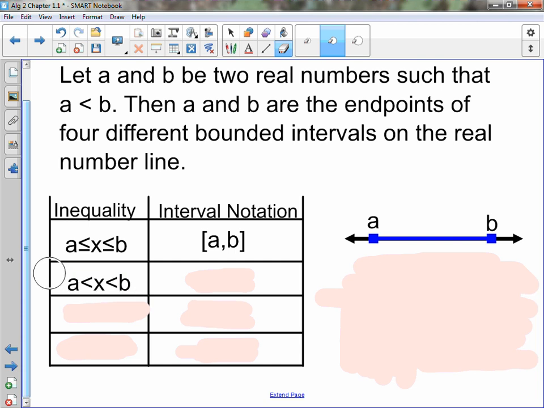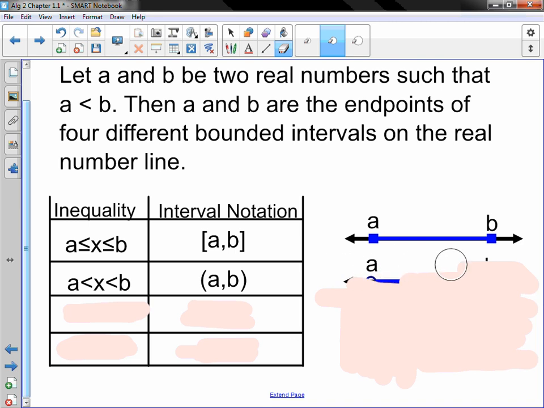Now our next one is almost the same thing, but they are not equal. It's A is less than X is less than B. So the numbers we're looking at are between A and B, but they are not equal to A or B. This will look very similar to the first one on the number line, except instead of closed squares or closed circles filled in, they're open. And the open circles tell me that A and B are not included. We have all the way up to A and all the way up to B, but we don't have whatever the values of A and B are.